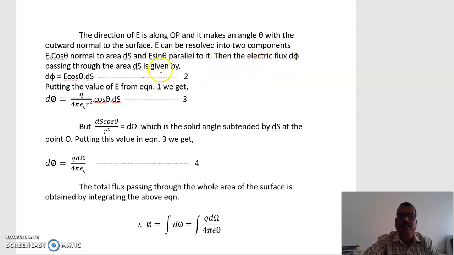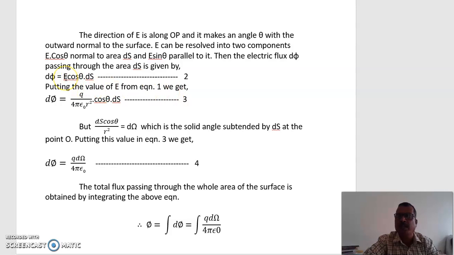Then the electric flux d phi passing through the area ds is given by the equation we saw earlier: area times the component, that is E cos theta into ds. Therefore the total flux passing through the area ds is d phi equal to E cos theta ds. This is equation second. Then putting the value of E from equation first.